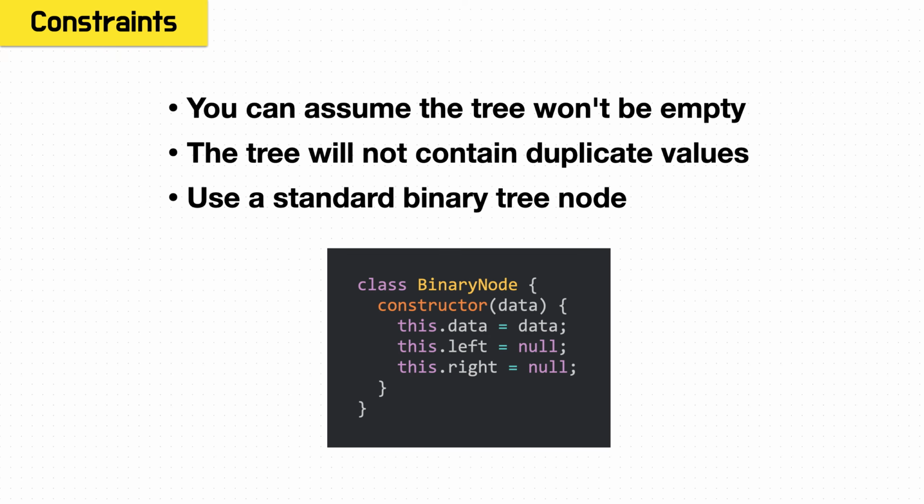This question has a few constraints. The first is that the tree won't be empty. We're guaranteed to have nodes. The second is that the tree will not contain any duplicate values, or the value stored in its data property will appear at most one time. And finally, we're going to use standard binary tree nodes. These nodes will contain a data property and a pointer to its left and right child. If it has no children, it will just point to null.